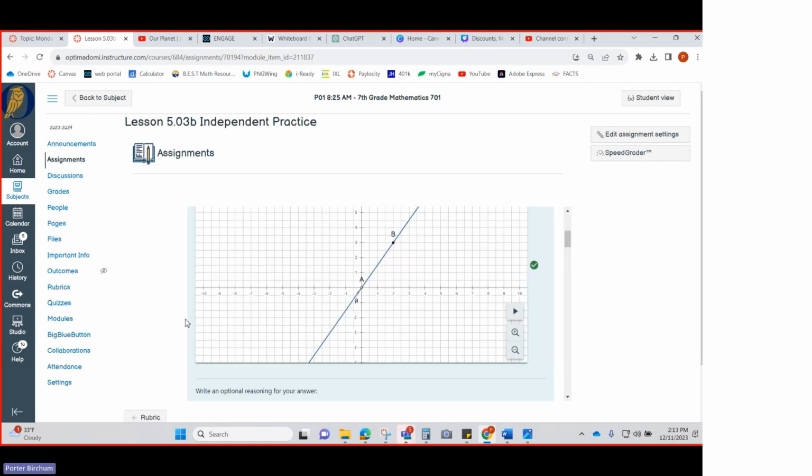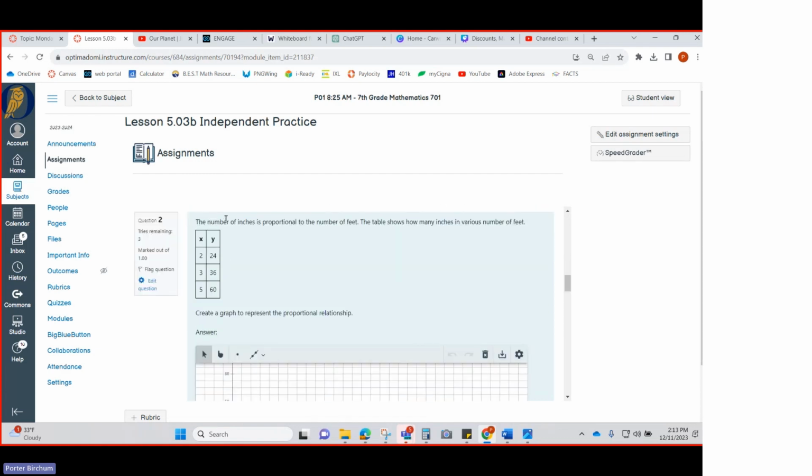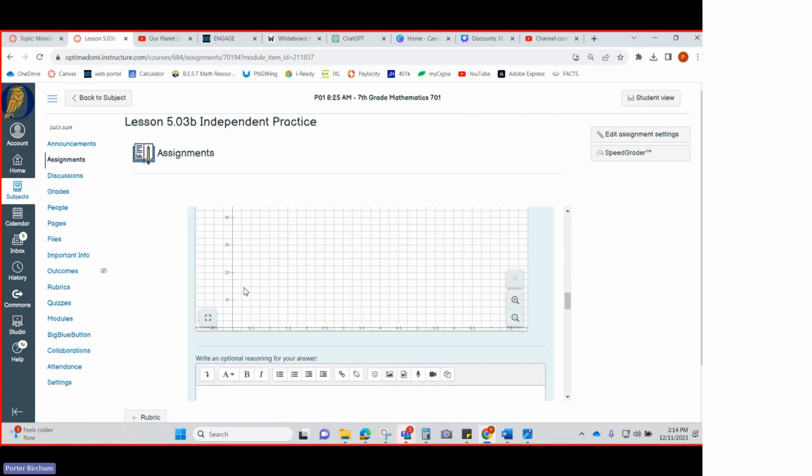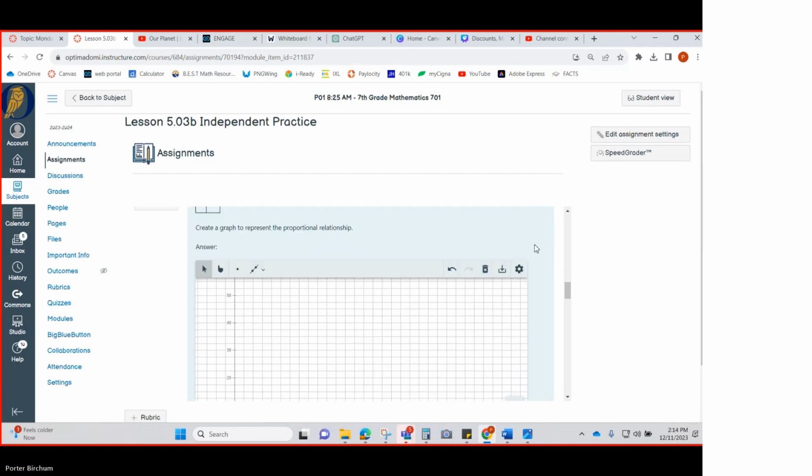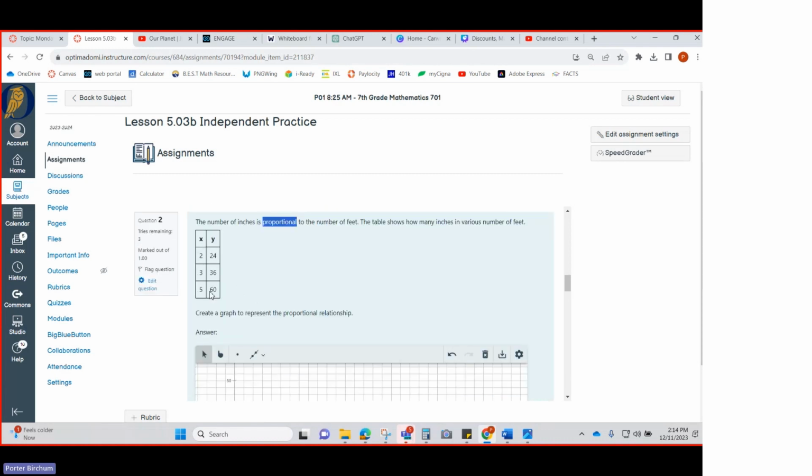Cool. Correct. Question 2. The number of inches is proportional to the number of feet. The table shows how many inches in various number of feet. And I didn't even need to read that because this table tells us which value is x and which value is y. I think a better chart would have said feet and inches, but neither here nor there. So when it's a proportional relationship, that means one of the points is going to be 0, 0. Click and drag. One of the points will be 0, 0. And I can choose any other point.